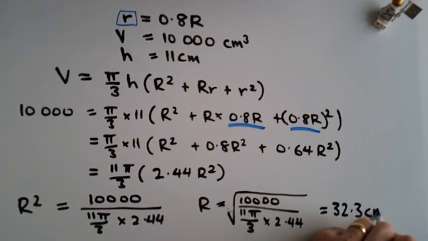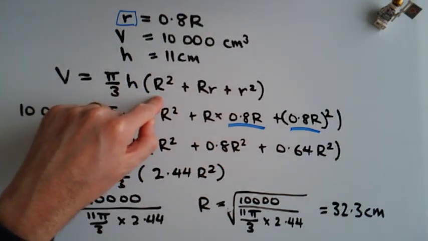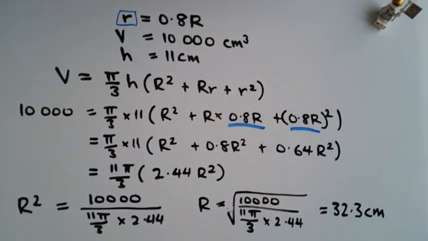And this gives me a radius of 32.3 centimetres. If we wanted to check that to make sure we had the right answer, we could substitute that back into the original equation. Find little r, it's 0.8 times that, and substitute all of that back into this original equation and check that pi over 3 times 11 times this R value times big R times little r plus the little r value squared, that all gives us the 10,000 that we need.